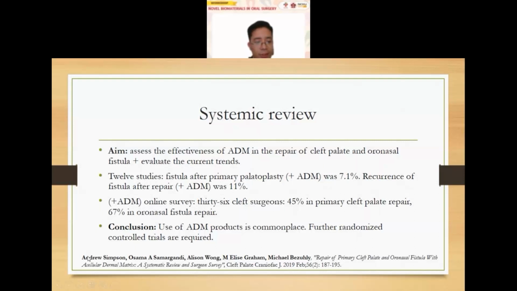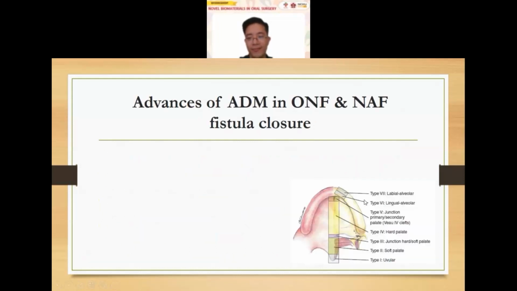This followed Andrew Simpson in 2019. This is the advantage of ADM in ONF and ANF fistula closure.